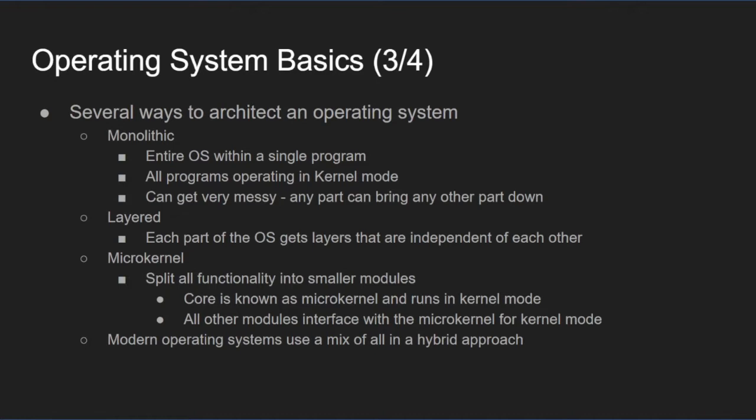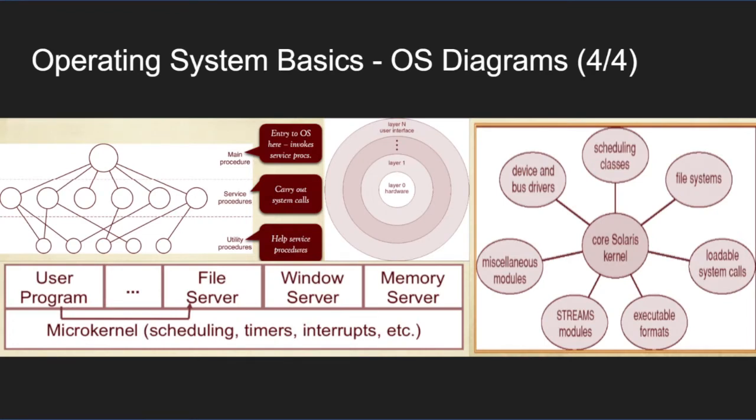Then you have the microkernel, which splits all of the functionality into smaller modules. A core, known as a microkernel, runs in kernel mode, and all other modules will interface with the microkernel for kernel mode. Modern operating systems use a mix of all of these approaches in what's called a hybrid approach. So a little bit of everything. Here are some diagrams for operating system models.